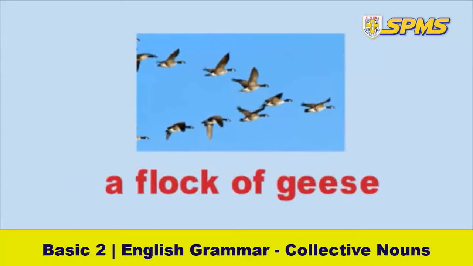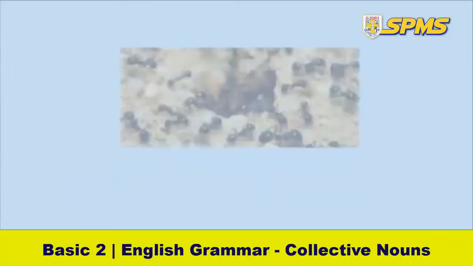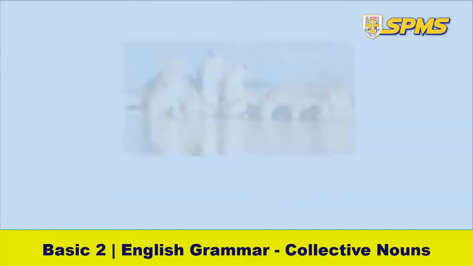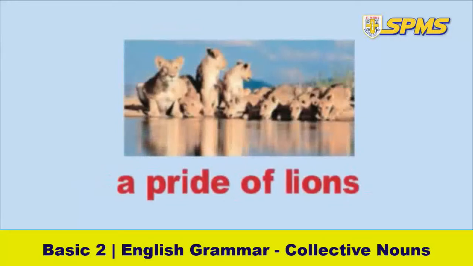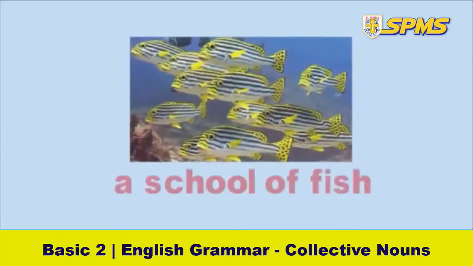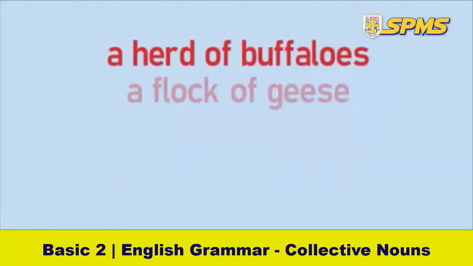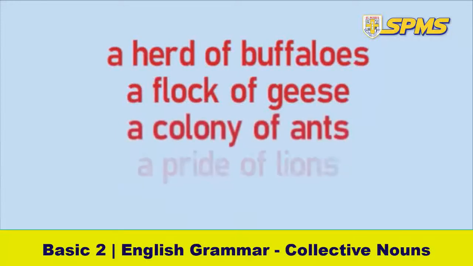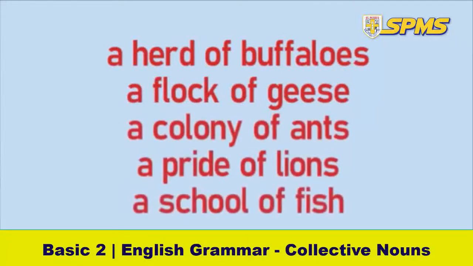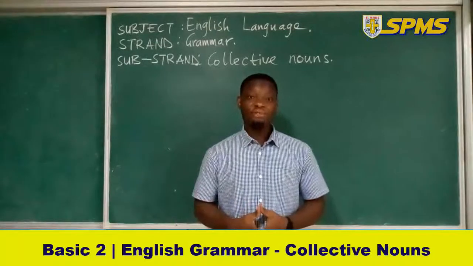Before they reached the pond, they were about to step on a colony of ants. They also saw a pride of lions. There were 8 of them. They finally reached the pond and saw a school of fish. They told their friend Froggy about all the groups of animals they saw on their way to the pond. Now, have you noticed the groups of animals in the story? They've seen a herd of buffaloes, a flock of geese, a colony of ants, a pride of lions, and a school of fish. Did you enjoy the video?